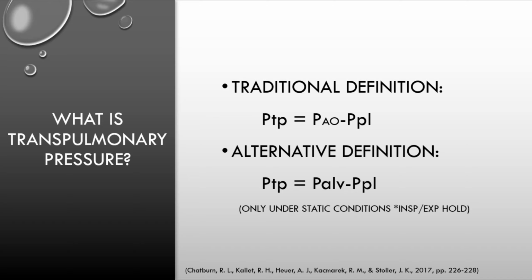The traditional definition of transpulmonary pressure is taking the pressure at the airway opening and subtracting the pleural pressure. But an alternative definition is that we can use the alveolar pressure as a substitute for the airway opening pressure, because they're the same under static conditions. For us, that means during an inspiratory hold or an expiratory hold.